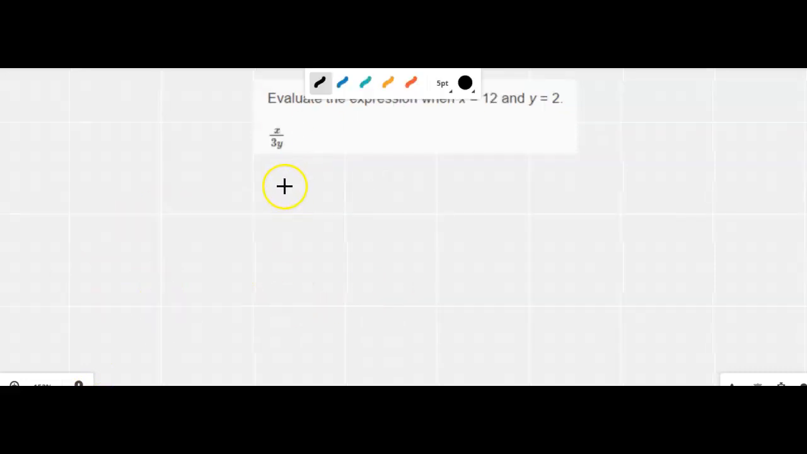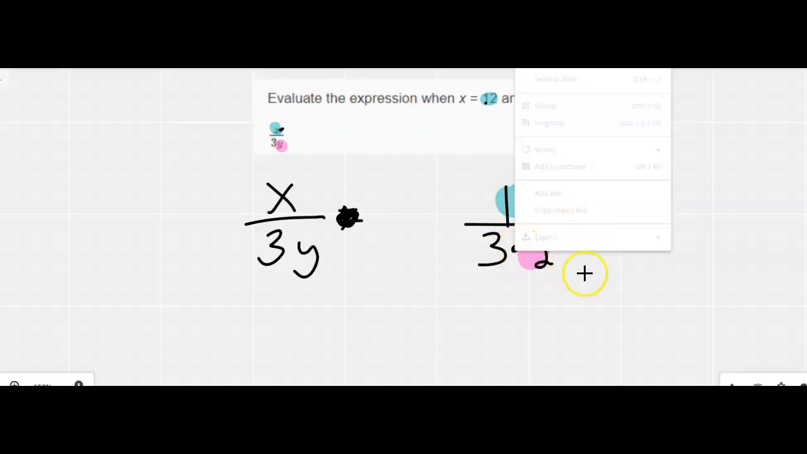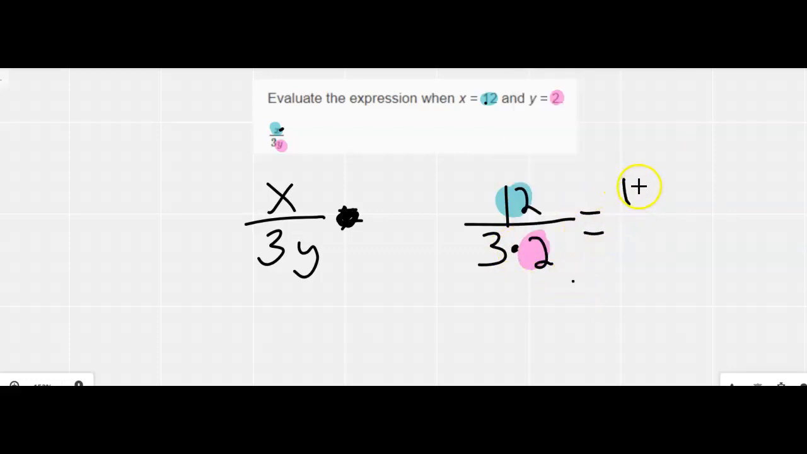Next, going to do the same thing here. Going to rewrite it. But when I rewrite it, instead of putting x over 3y, well, I guess I already wrote it, so let's keep going. There's no equal sign here. Let's just rewrite it again. It's going to be x is equal to 12 over 3 times 2. This is going to be multiplying. Then go from there. 12 over 3 times 2 is 6.